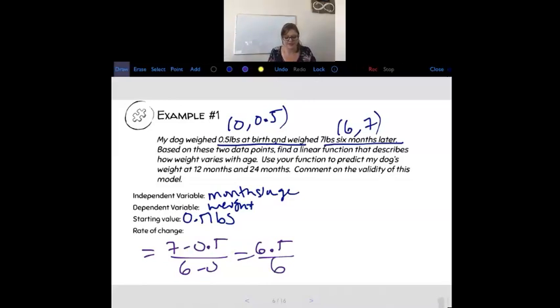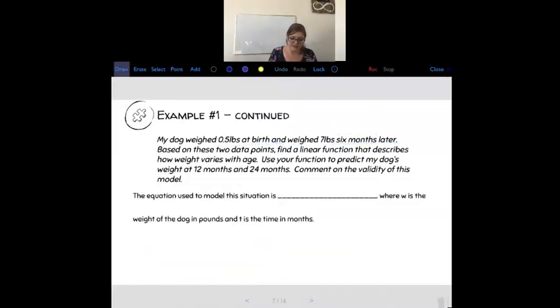You could turn this into a decimal if you leave it stored in your calculator. In your calculator, this comes out to be 13 over 12. Okay. And so now what we can do is use an equation to describe this model. So we're going to model my dog's weight as a linear equation, where W is the weight of the dog and T is time in months. So when the problem gives you the variables to use, you must use those variables.